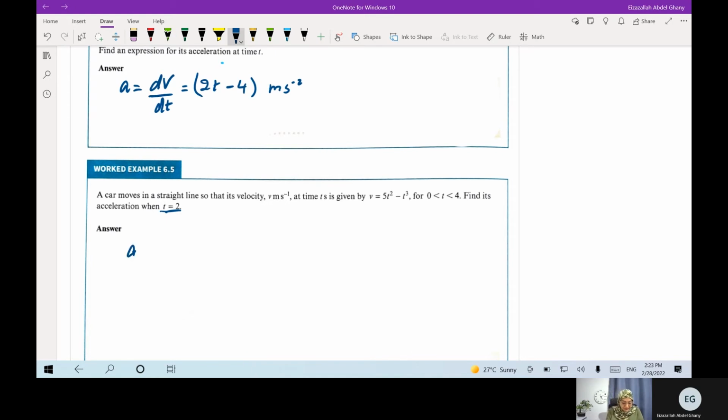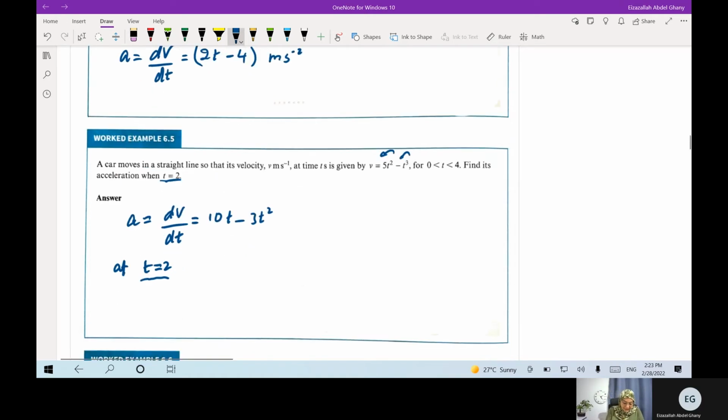First of all, find the acceleration as the first derivative of velocity with respect to time. Power goes down, decreases by 1, it will be 10t. Power goes down, decreases by 1, it will be minus 3t squared. This is acceleration at any time, but at the specific time when t equals 2, acceleration is 10 brackets minus 3 brackets squared. I always advise to put empty brackets and then put the 2's in the brackets.